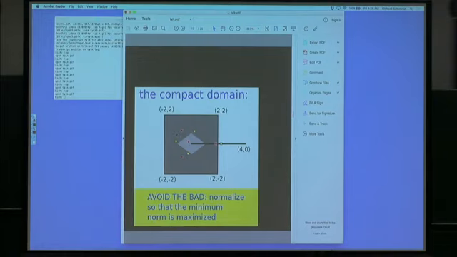So I say here, avoid the bad. This red configuration is supposed to be the same. It's supposed to represent the same configuration on the sphere as the yellow configuration. It's just that I've moved a different point to infinity.